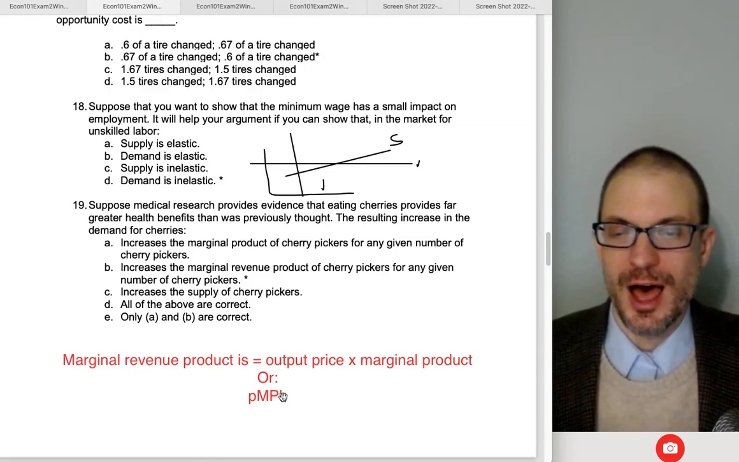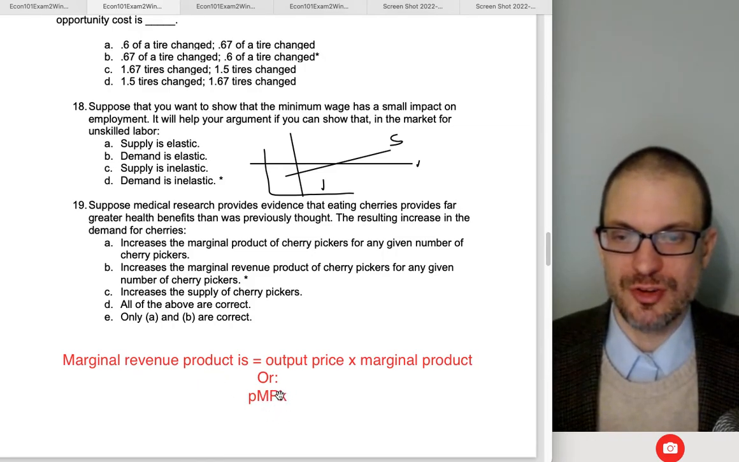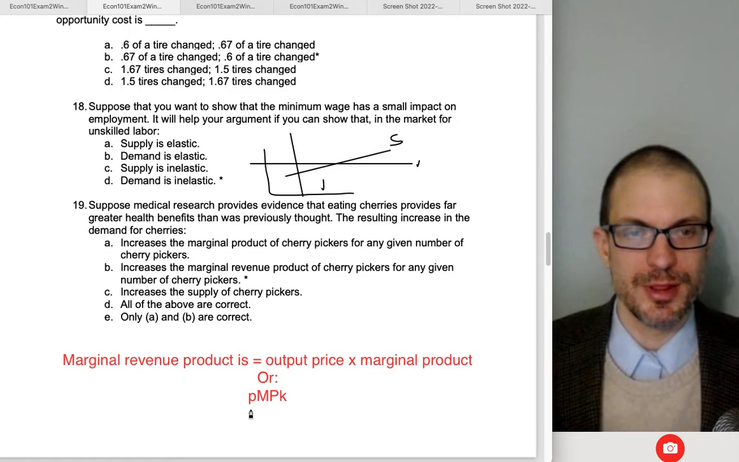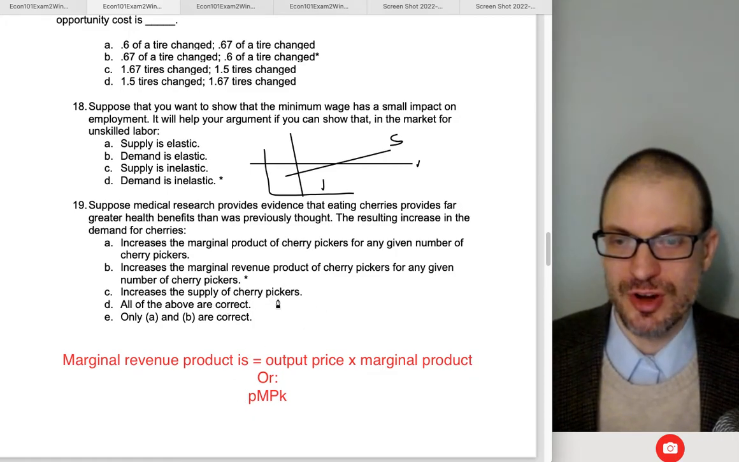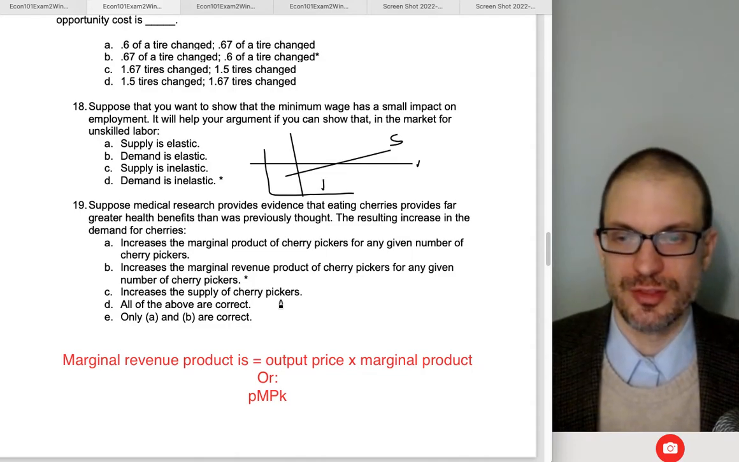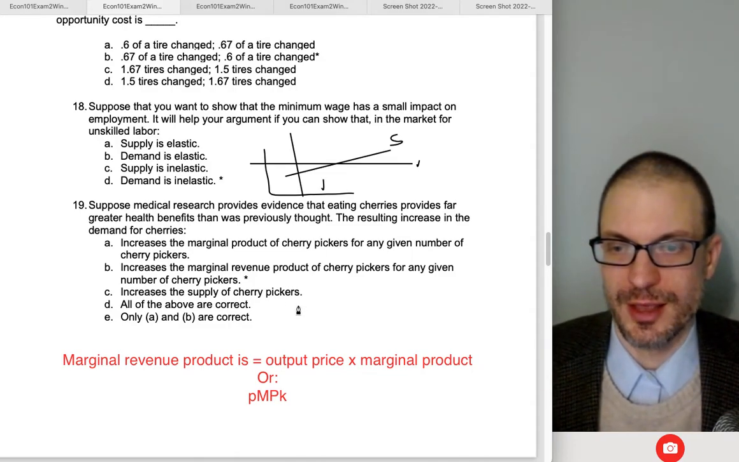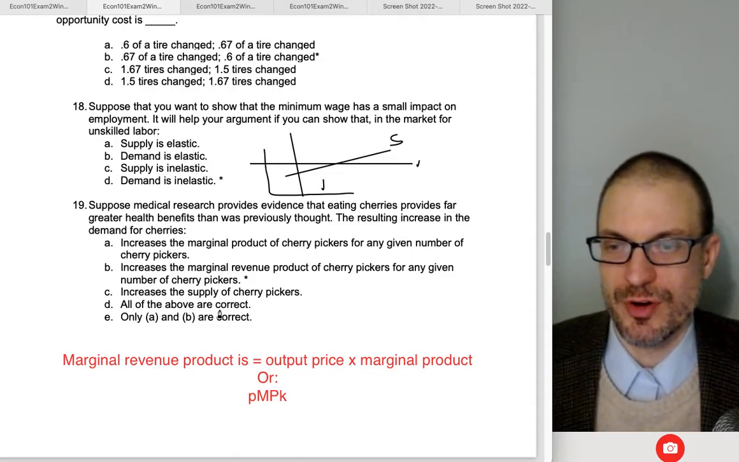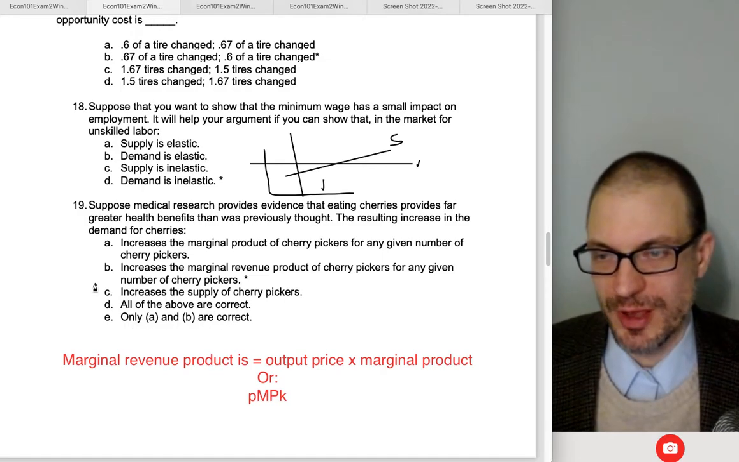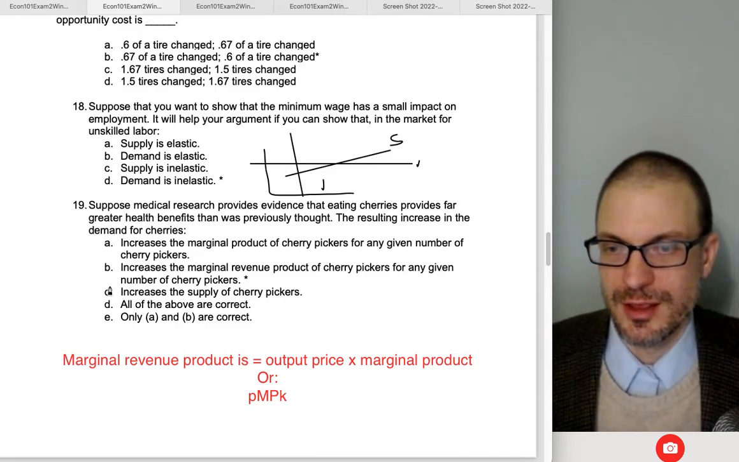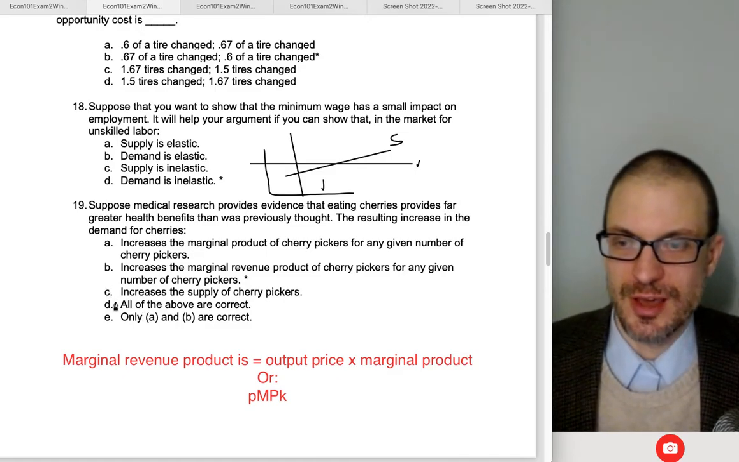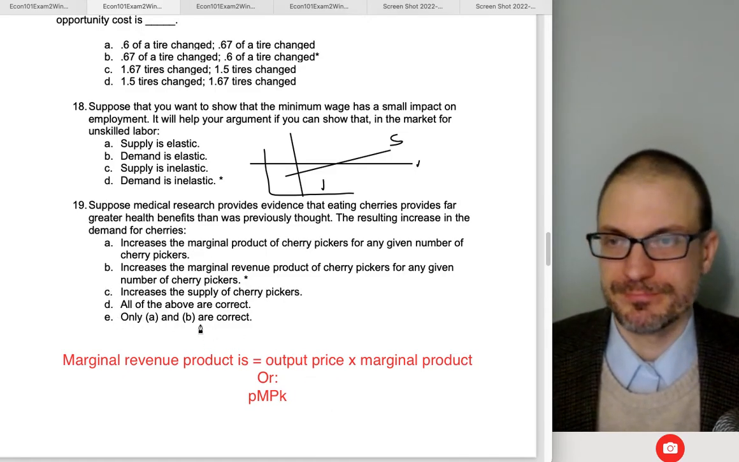This is how many additional cherries we get from hiring one more cherry picker, and then what's the value of that? To understand what the value is, we have to multiply it by the output price. All right, so that's all that is. Increases the supply of cherry pickers. Now, we have no reason to think this is going to have any impact on supply. All of the above are correct? Nope. Only A and B are correct? Nope. The best answer here is B, marginal revenue product. It's definitely not A. We have no reason to think it should be C, and then that disqualifies D and E.